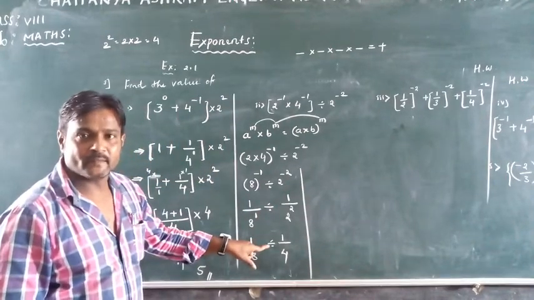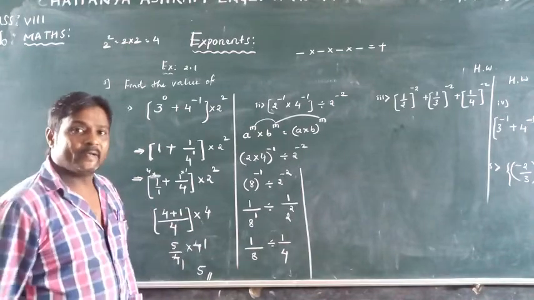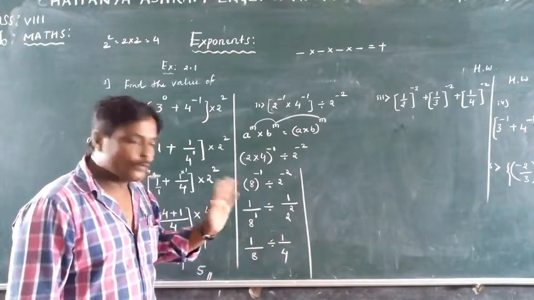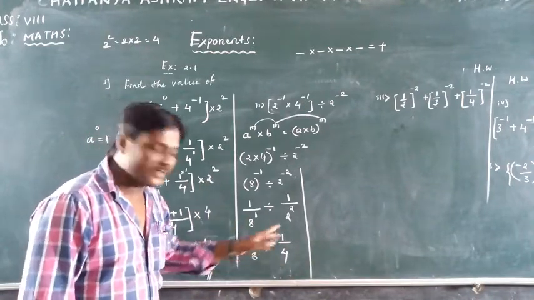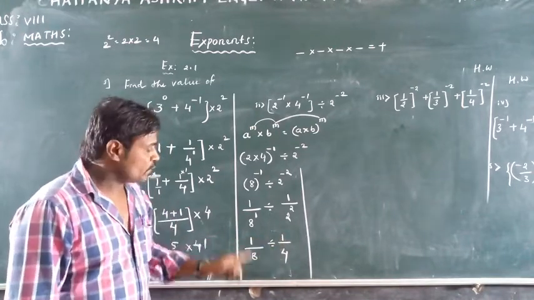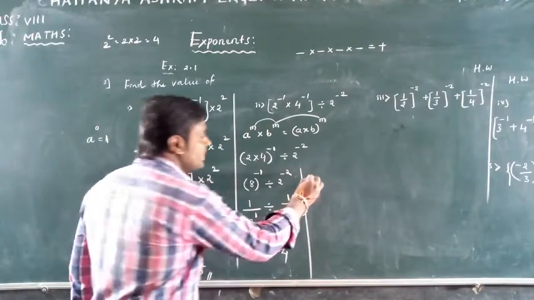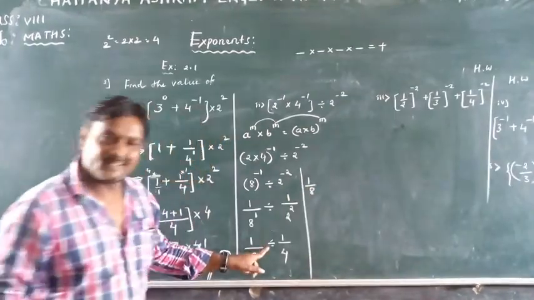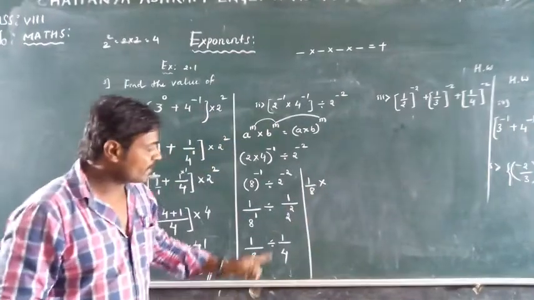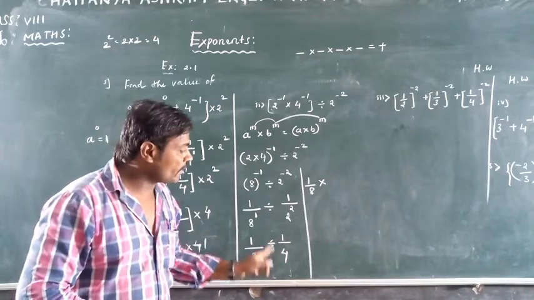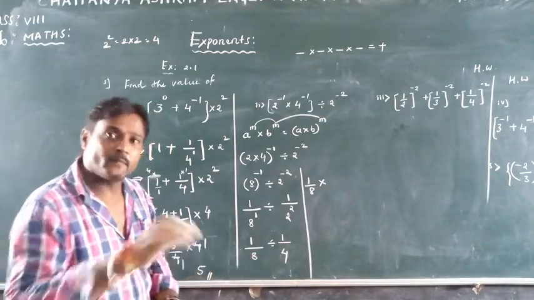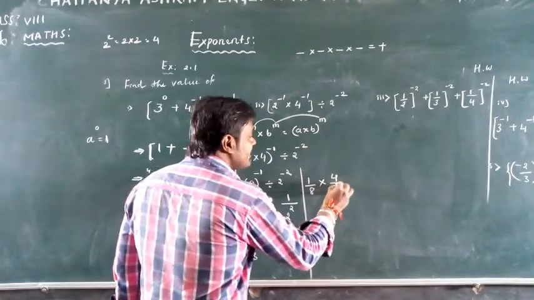Actually it is division. So in 7th standard we learned division of a fraction by a fraction. To divide a fraction by another fraction, this is the dividend, this is the divisor. So write the dividend as it is, that is 1 by 8. Convert this division symbol into a multiplication symbol. Then write the reciprocal of the divisor. What is the reciprocal of 1 by 4? That is 4 by 1. This we learned in 7th standard.